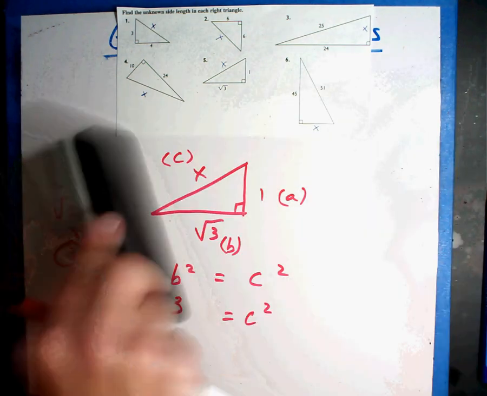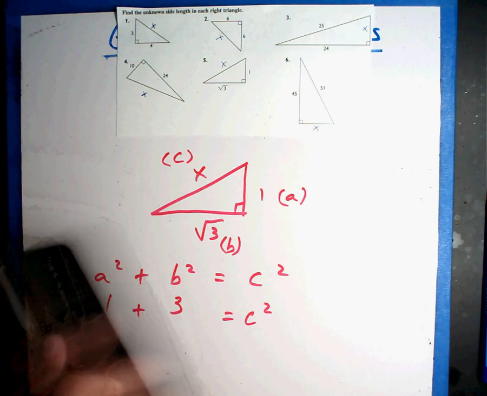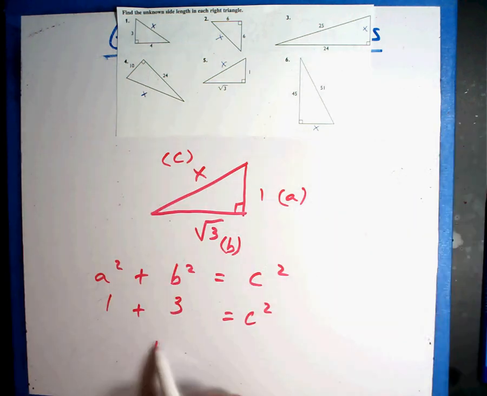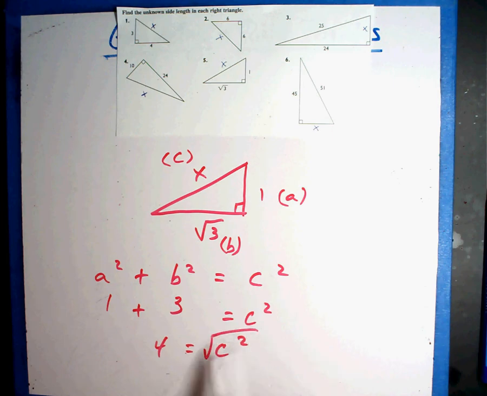Go ahead and take that out real quick. So I have 1 plus 3, that's 4, equals c squared. But I don't want c squared, I just want c. So again, square root knocks out the square so that I just get c. Square root of 4, 2 times 2 is 4. There's my answer. See if you can get the others.